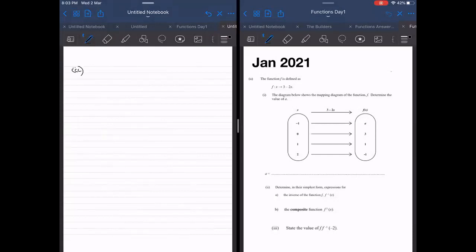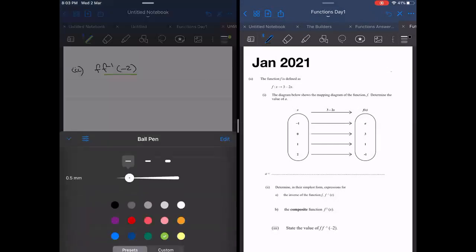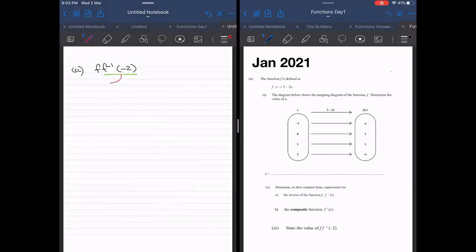Okay, so for the final one now, we have f of f inverse of -2. So from you seeing the 2 letters, you know that that is a composite function. All right, so what is this telling me? This is telling me to insert f inverse of -2 into f.